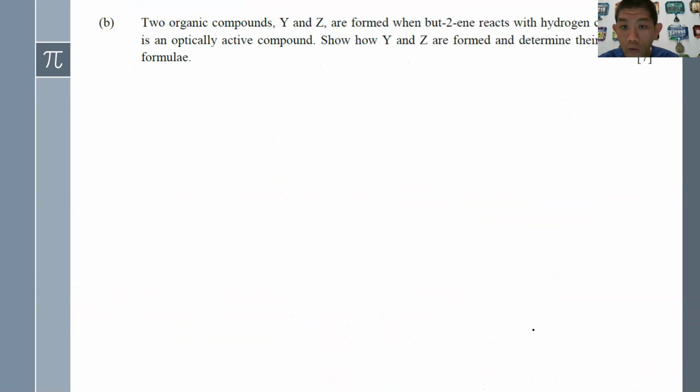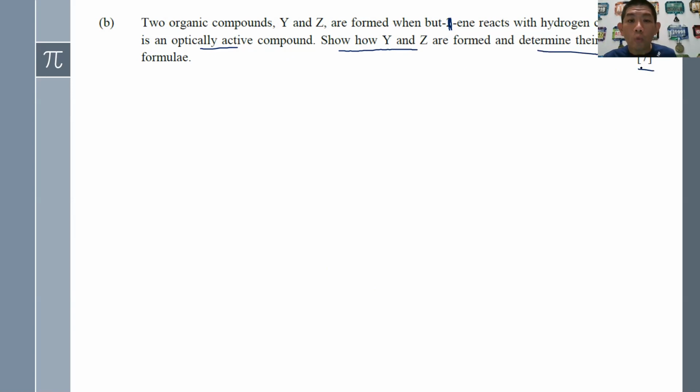And I'm going to show you how you are going to answer such questions. But-1-ene reacts with hydrogen chloride. Y is an optical active compound. So if Y is an optical active compound, then Z is not optical active. They only describe one, but they won't tell you the other. So you have to automatically know by yourself that if Y is optical active, then Z is not. Show how Y and Z are formed and determine their structural formula.